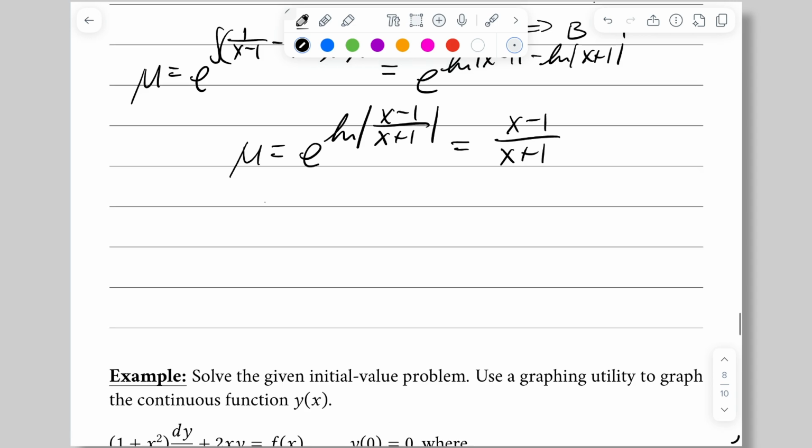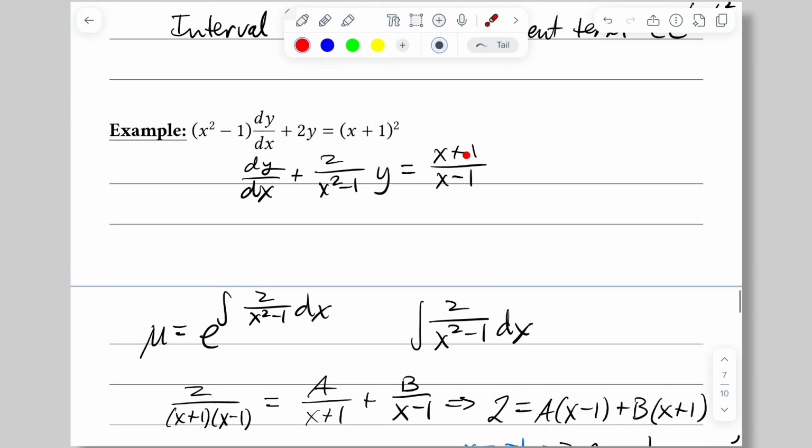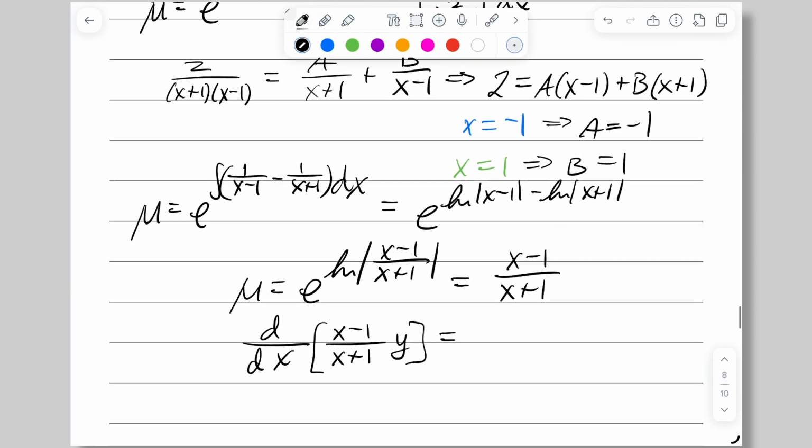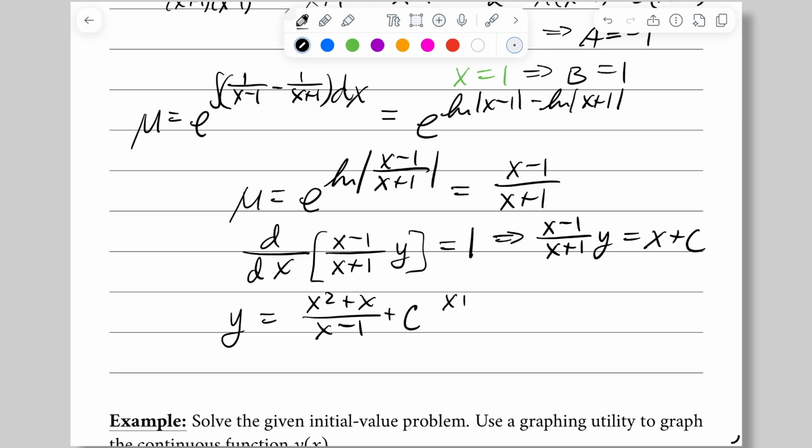Now we've got the left-hand side as the derivative with respect to x of x minus 1 over x plus 1 times y is equal to, well, that right-hand side is going to clean up nicely. It had been x plus 1 over x minus 1, so here we end up with simply 1. So x minus 1 over x plus 1 times y is x plus C, and y is equal to x squared plus x over x minus 1 plus C times the fraction x plus 1 over x minus 1.